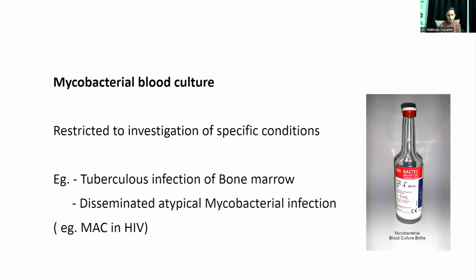Just for completeness' sake, I'm putting this slide. This is not available at NTRL, but it is mycobacterial blood culture, restricted to investigating special conditions like tuberculosis infection in bone marrow and disseminated atypical mycobacterial infection, for example Mycobacterium avium complex infection in HIV patients. Because we don't have this, the bone marrow is cultured in solid culture at NTRL.